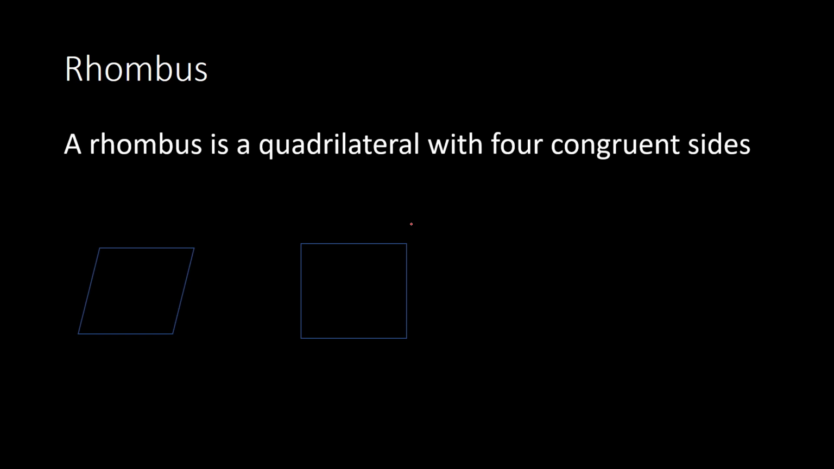The next shape is a rhombus. A rhombus, by definition, is a quadrilateral with 4 congruent sides. So on the left we see a rhombus where every side is congruent. And then the square we see again would also be a rhombus, because a rhombus has congruent sides, and a square by definition as well has 4 congruent sides.